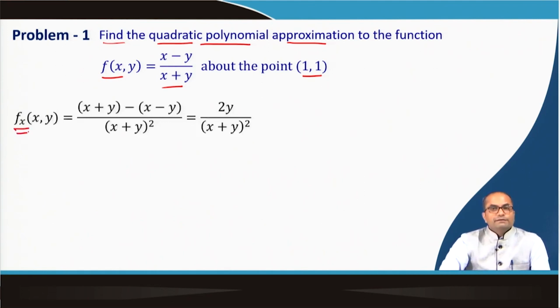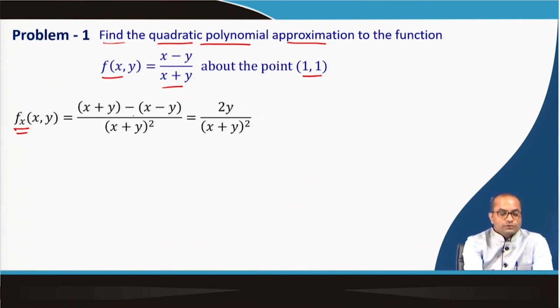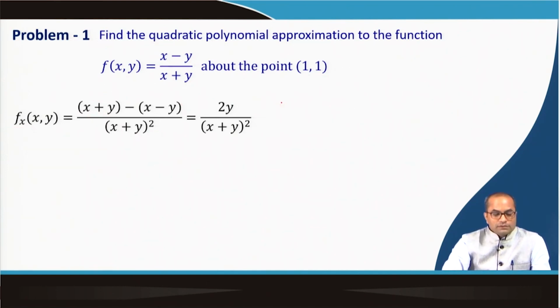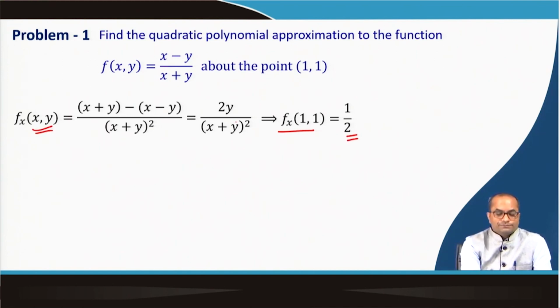That means we need to get f x, the partial derivative of f with respect to x, which of course we can get directly by the quotient rule. So, here the square and then we have the derivative of this, that is 1, and this term x plus y minus the other term and the derivative of this. So, we will get here 2 y over x plus y whole square, and f x at the 1 comma 1 point, the value will be 2 over 4, so this is half.